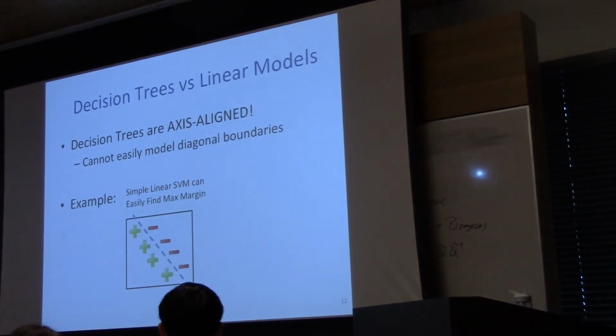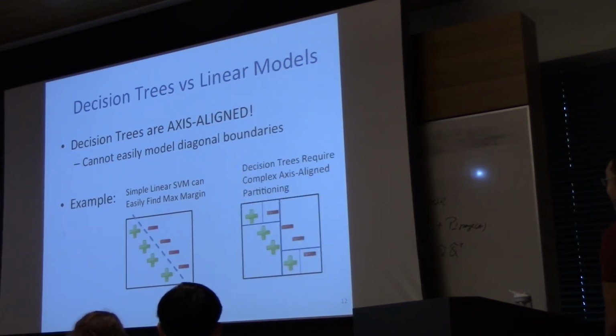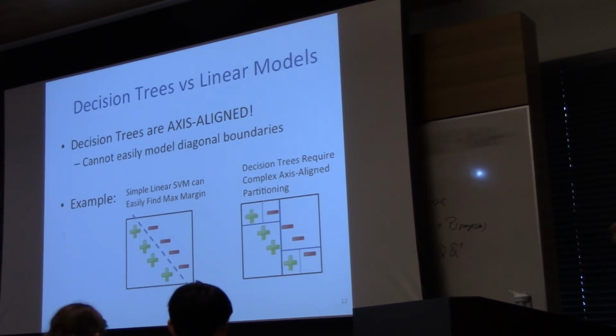Of course, decision trees do have some inductive biases in the sense that, because they are typically trained by axis-aligned decision partitionings, they cannot easily model diagonal boundaries. For example, if this was my training set, I can easily find a linear model that can separate the positive and negative examples using a linear SVM, right? On the other hand, a decision tree will need to look something like this. It can still get zero error, but it's much more complicated than it needs to be.